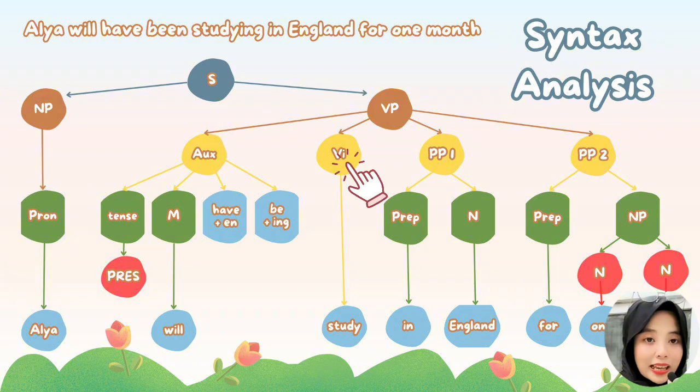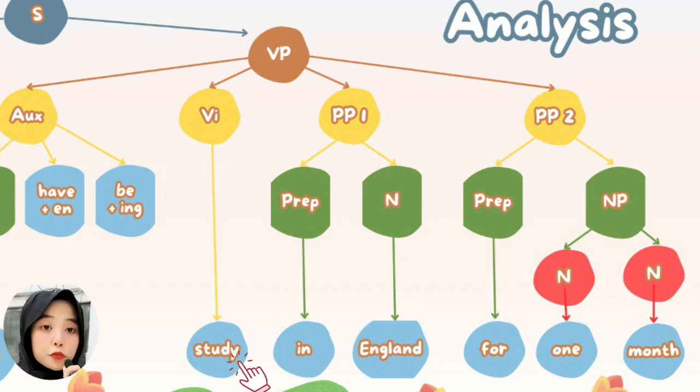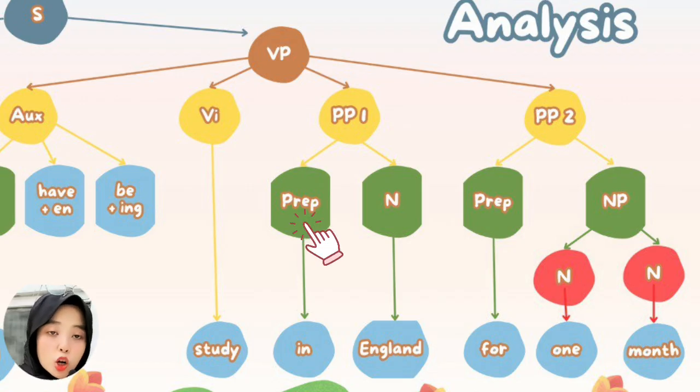Okay, the next branch of VP is VI or intransitive verb. The intransitive verb in the sentence, or the main verb in the sentence, is study. Why? Because after study there is no object, so it can be classified as an intransitive verb. Okay, the third branch of VP is PP1 or first prepositional phrase. There are two branches in here. The first is in, which consists of prep or preposition. In is the preposition. And then the second branch of PP1 is England. England is a country. Country is a noun. It consists of N, right?